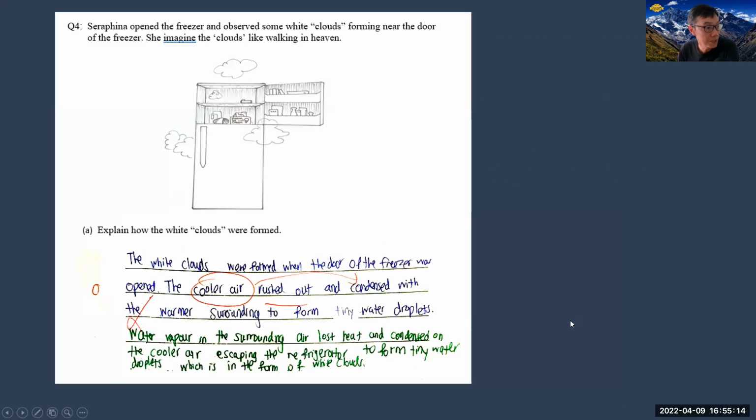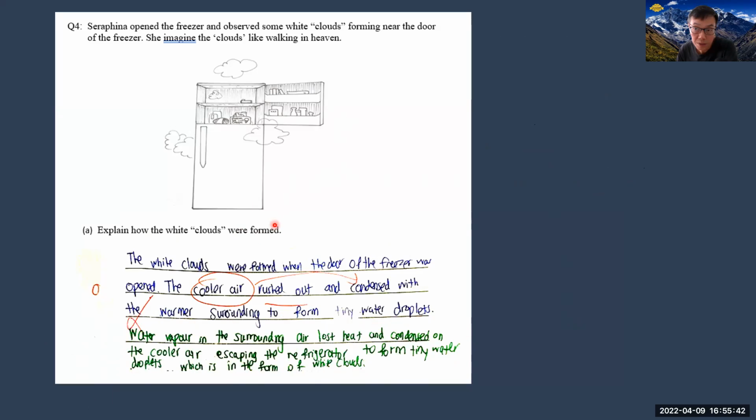Now we examine this student's answer using the same concept. This one you can try at home. You open your freezer door and there are white clouds coming out. The student is required to explain how the white clouds were formed. This was the original answer given by the student in blue, and the part in green was the correction.